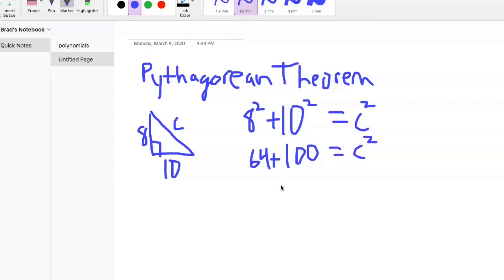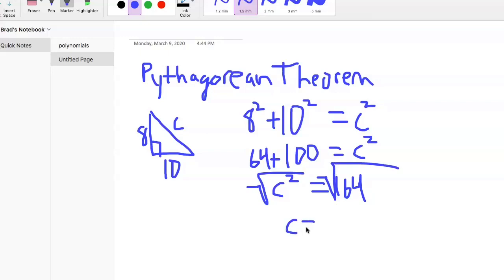I like to have the variable on the left, but you don't have to do it that way. Okay, 64 plus 100 is 164. And then we square root it, right? It's the same thing we just did before. You square root it to get rid of that square, and you have c equals the square root of 164. They could give you a few different options here. It could be they just let you say it's the square root of 164. And there's your answer. So you might be done.